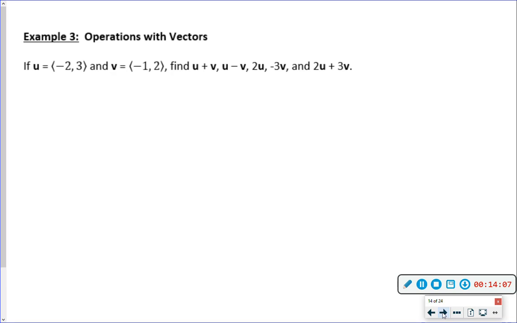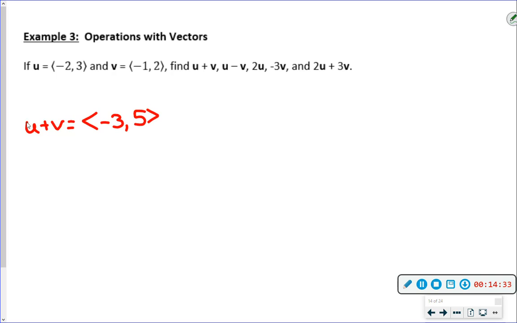All right, here we go. Find u plus v, u minus v, 2u. Well, we do have a lot to calculate. We probably should go slow, right? Okay, component form. Super easy. I'm going to do the horizontal part. The first value is -2 plus -1, of course. And then 3 plus 2.